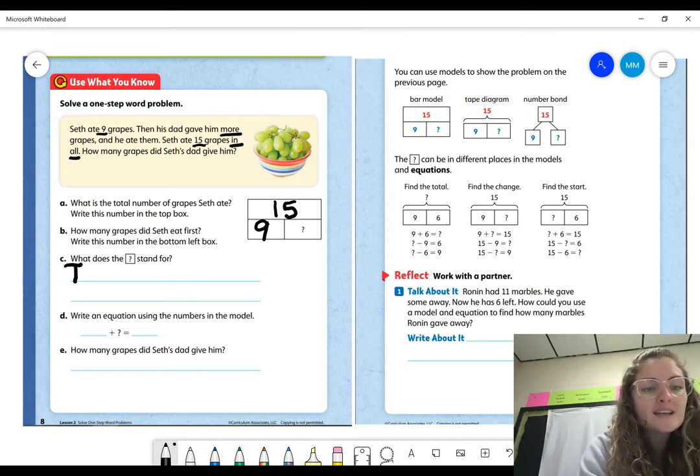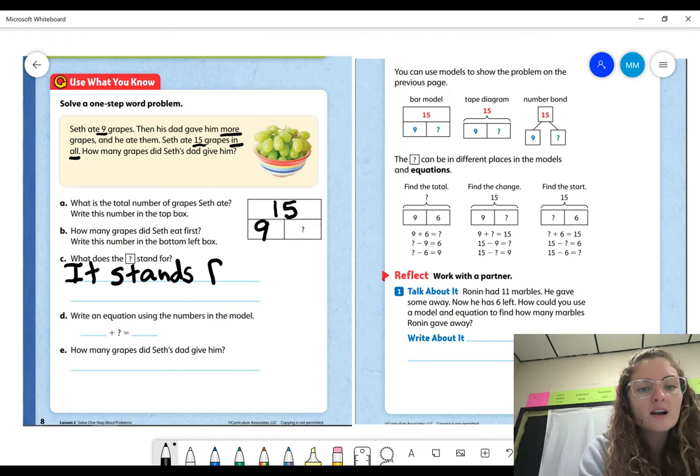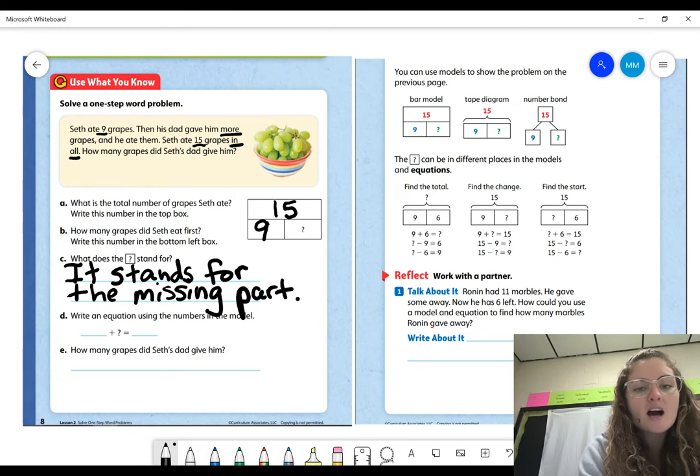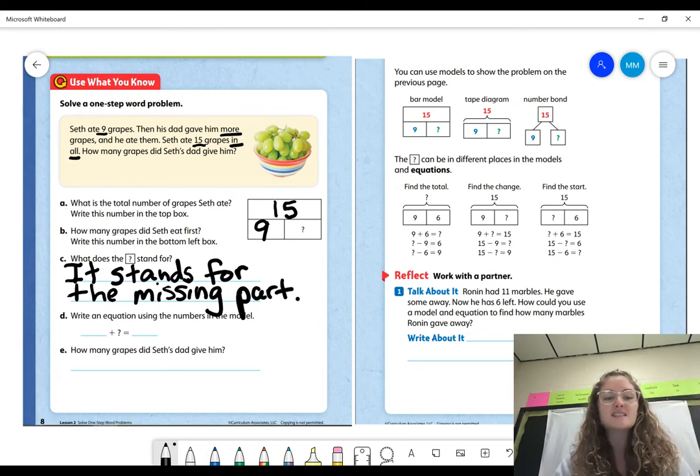And I'm going to write it in a complete sentence. It stands for the missing part. So we are going to have to find how many grapes did Seth's dad give him. Now it says for us to write an equation using the numbers in the first model.